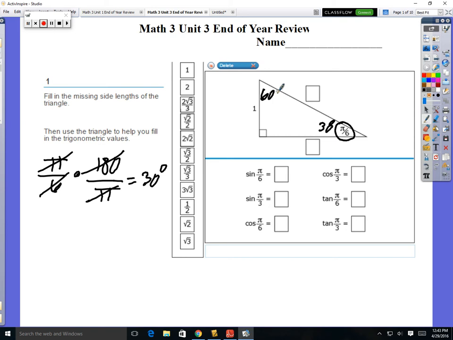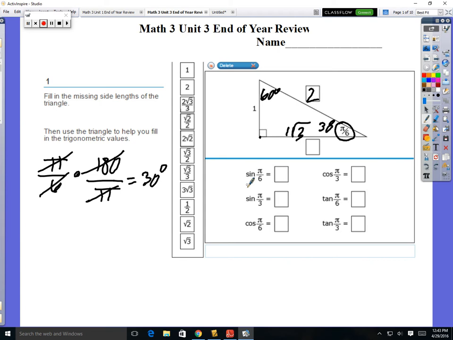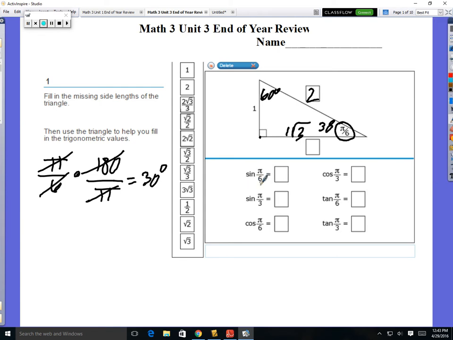And that's 60. And that's one of your special triangles: 30, 60, 90. There's the other half. So that's 1, that's 1, that's 2, that's 2. And this is 1, square root of 3. Okay, now I'm going to erase. And they want the sine of pi over 6. Sine is opposite over hypotenuse, so that's 1/2.